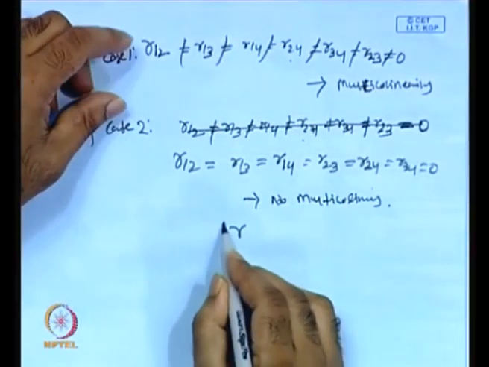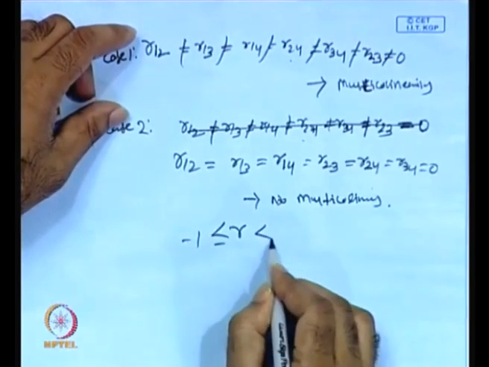It is the degree of association between two variables. It does not matter whether they are negatively correlated or positively correlated. So we like to know what the degree is only. So we know R always lies between minus 1 and plus 1.